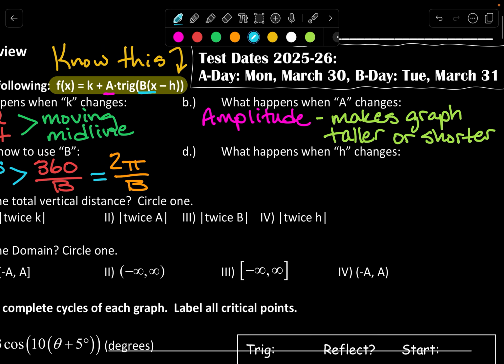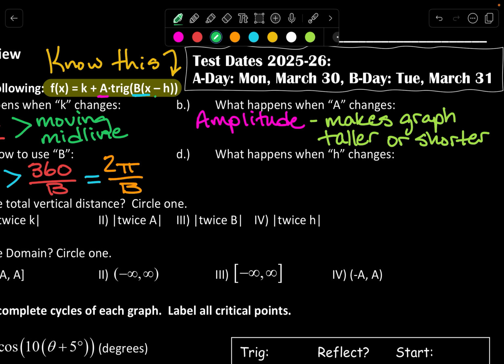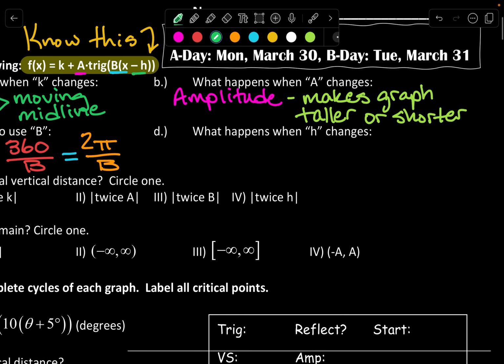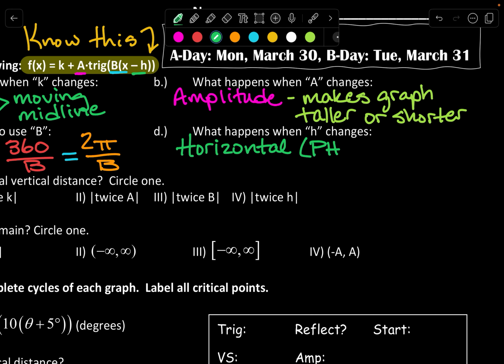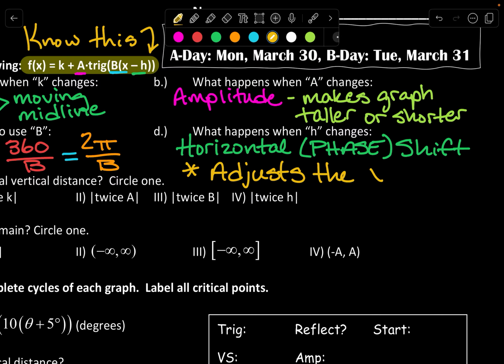Our H value, which is in the parentheses with our angle, is responsible for our horizontal shift, or when we're talking about waves, what we call a phase shift. It's going to move our starting point left or right. So I would say that it adjusts the X values. It's going to either move your starting point to the left or to the right.